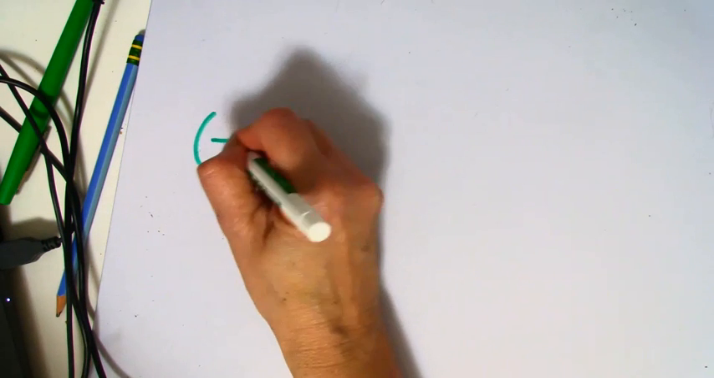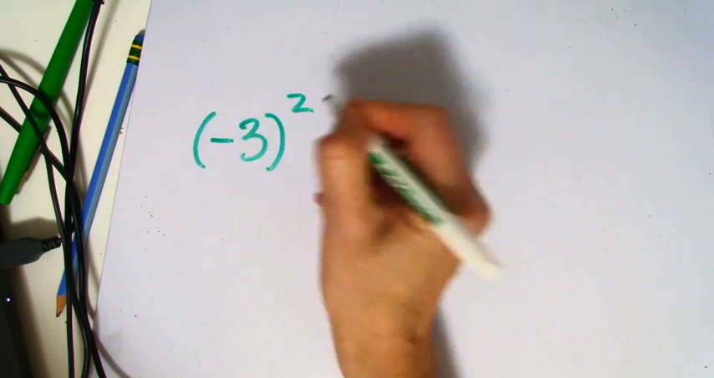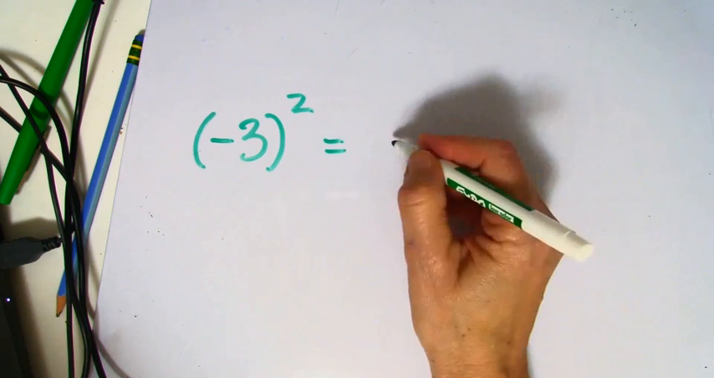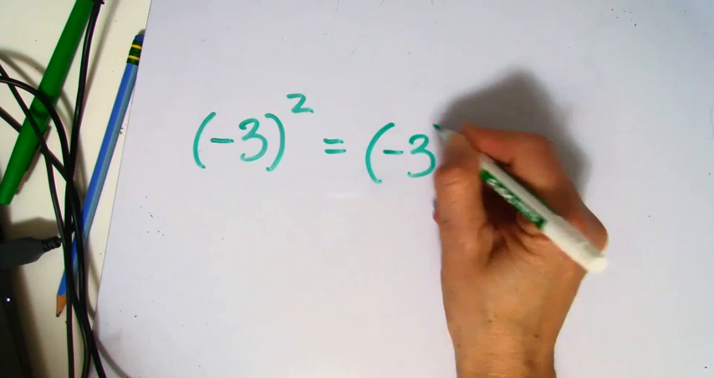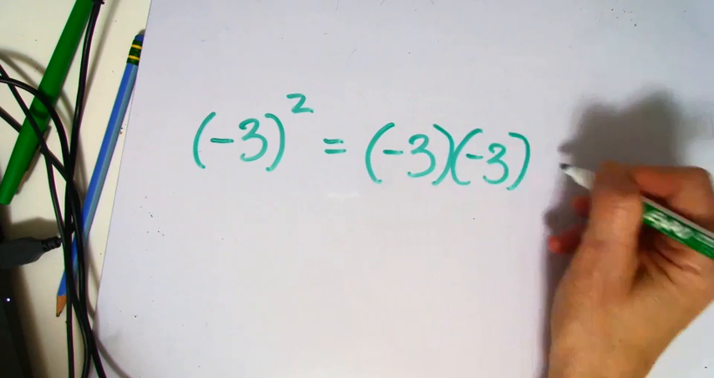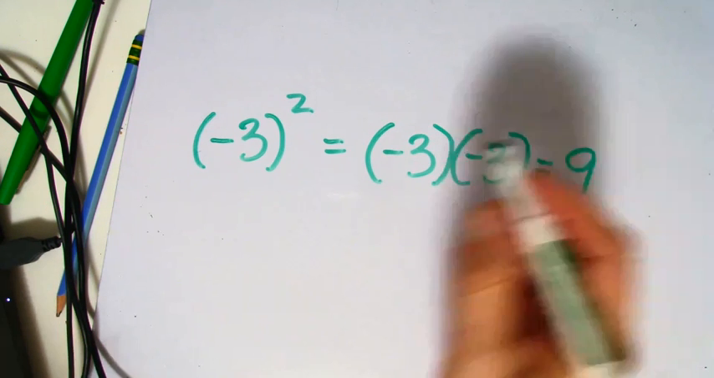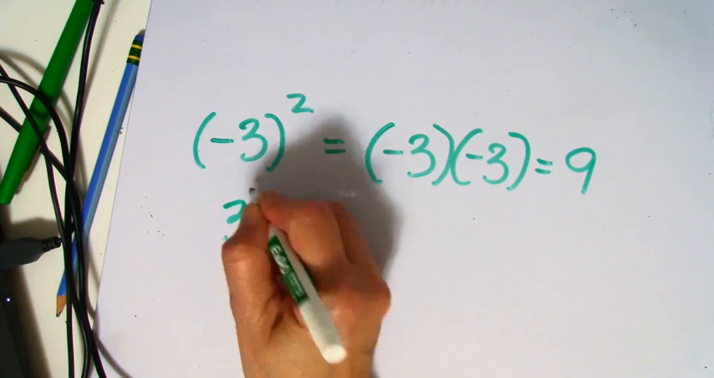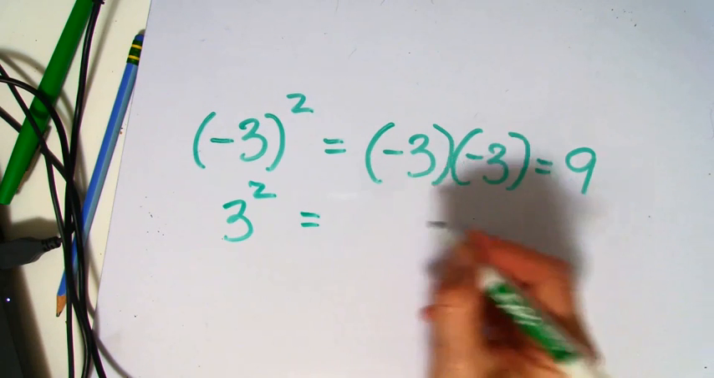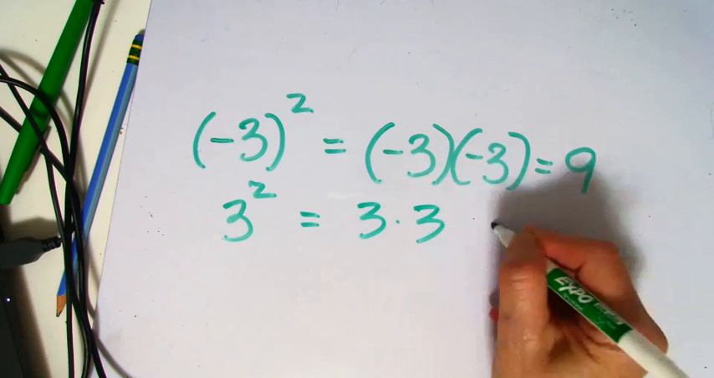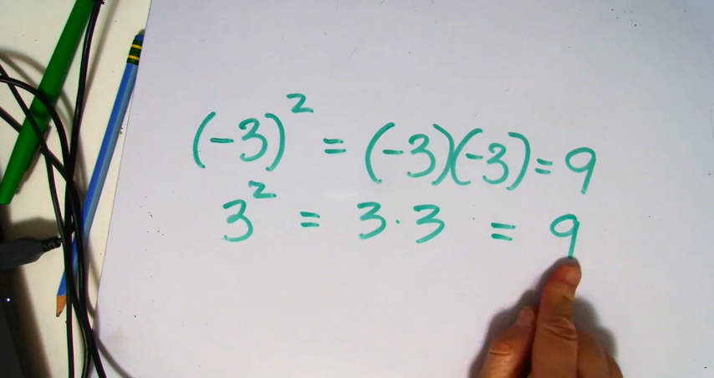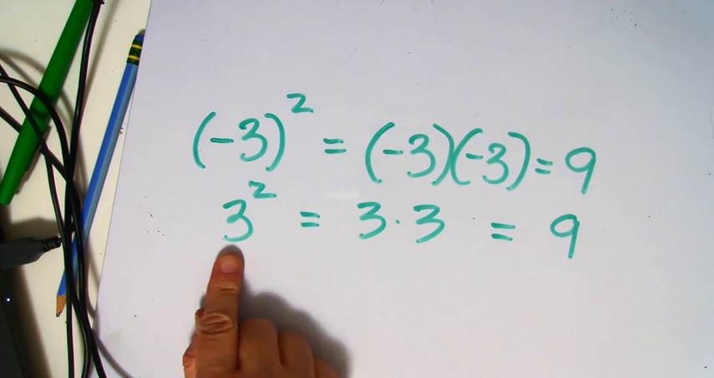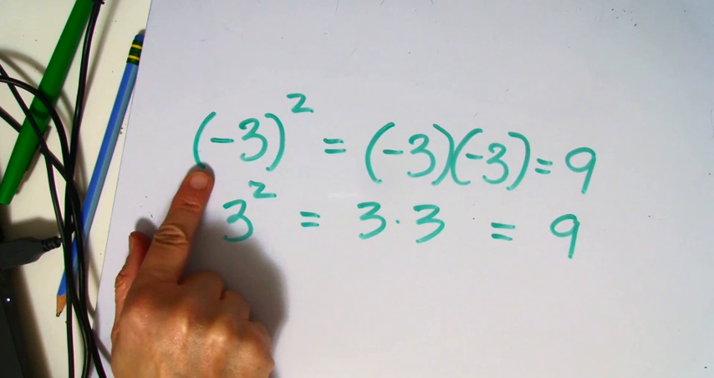Now you can take the square of a negative number. Negative 3 squared is going to give us a positive 9. And that's because when we multiply 2 negatives, we're going to get a positive. Now, if I were to take the square of 3, again, that's 3 times 3. That's also going to give me 9. So 9 is the square of both a positive 3 and a negative 3.